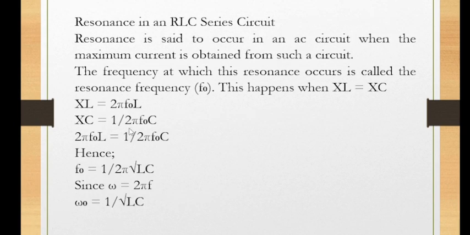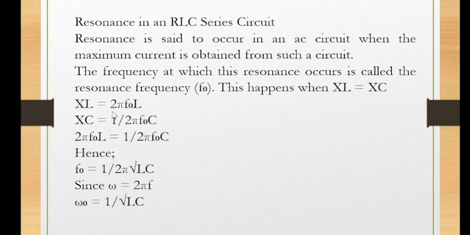Resonance in an RLC series circuit. Resonance is said to occur in an AC circuit when the maximum current is obtained from such a circuit. The frequency at which the resonance occurs is called the resonance frequency. That frequency at which maximum current is obtained is called the resonance frequency. And this happens only when XL is equal to XC.